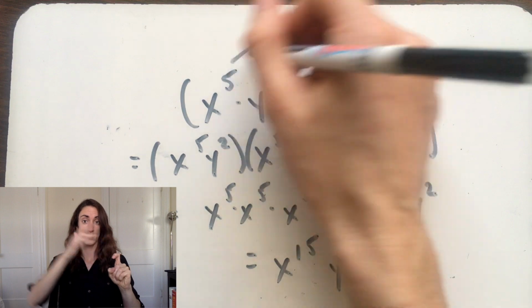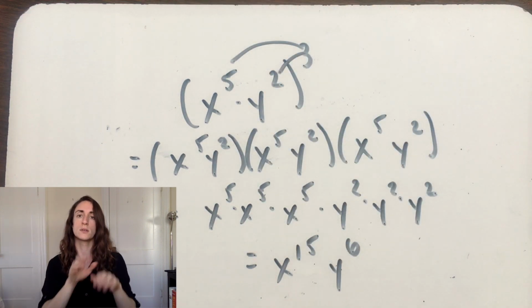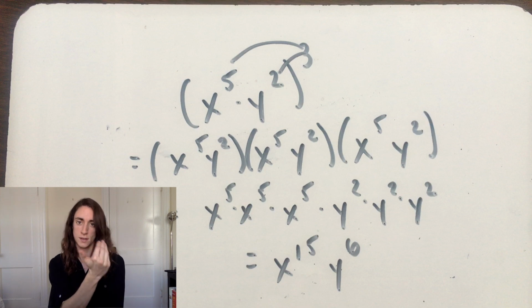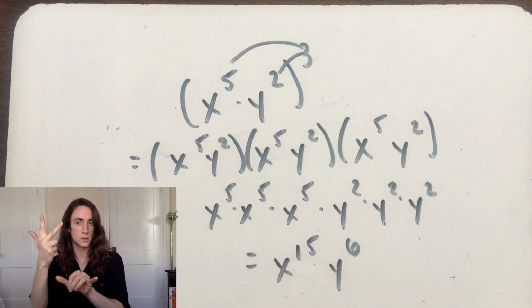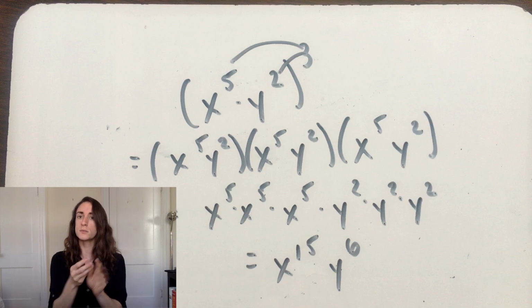And then looking back at the original expression, you can see that raising that whole quantity to the power of 3 means that that exponent 3 applied to both x to the 5th and y squared. The product of 5 and 3 is represented in x to the 15th, and the product of 2 and 3 is represented in y to the 6th.